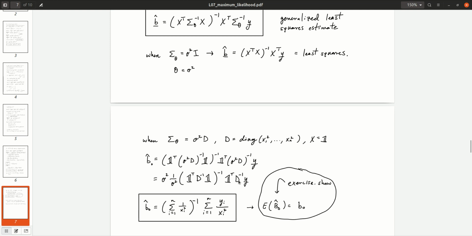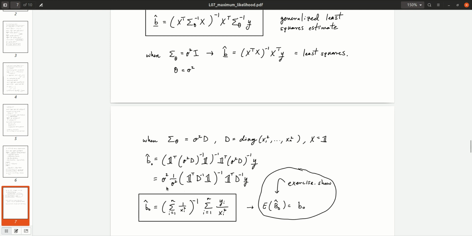Now, for this part here, we're going to have D inverse times y. This just ends up being a vector where the first entry is y1 over x1 squared, the second entry is y2 over x2 squared. And then you do 1 transpose that, which just means you add them up. So this part of the expression is this here: the sum of yi over xi squared.